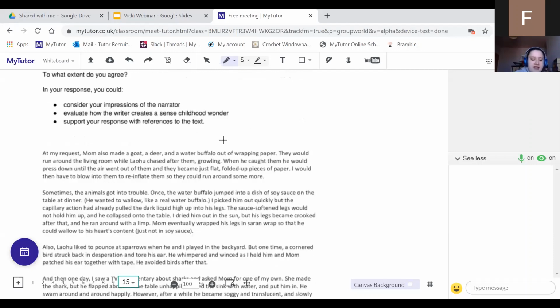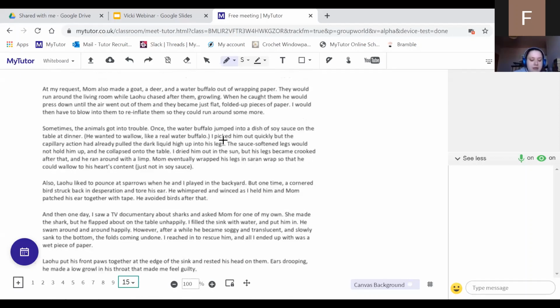At my request, Mom also made me a goat, a deer and a water buffalo out of wrapping paper. They would run around the living room while Leo chased after them, growling. When he caught them, he would press down until the air went out of them and they became just flat, folded up pieces of paper. I would then have to blow into them to reinflate them so they could run around some more. Sometimes the animals got into trouble. Once the water buffalo jumped into a dish of soy sauce on the dinner table.